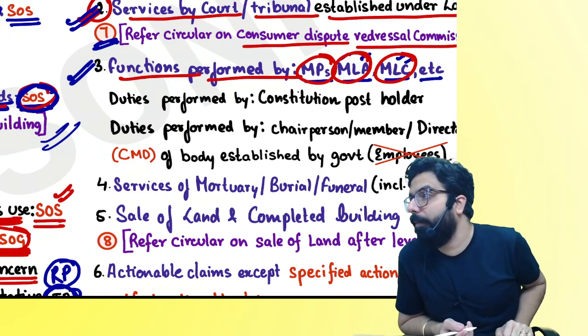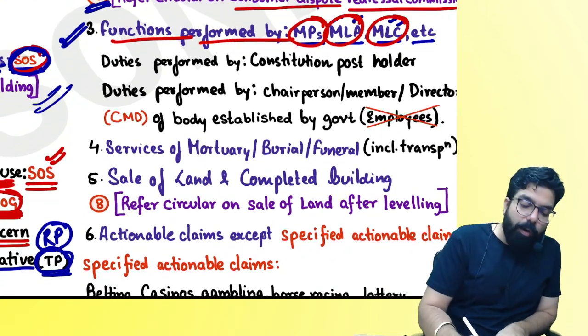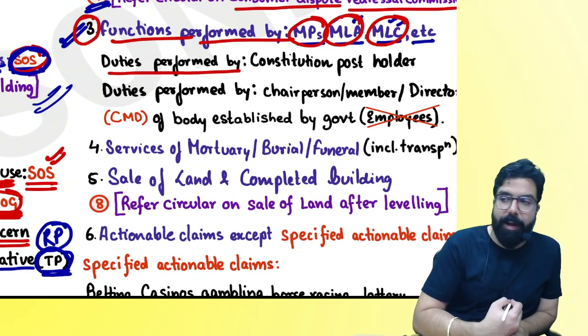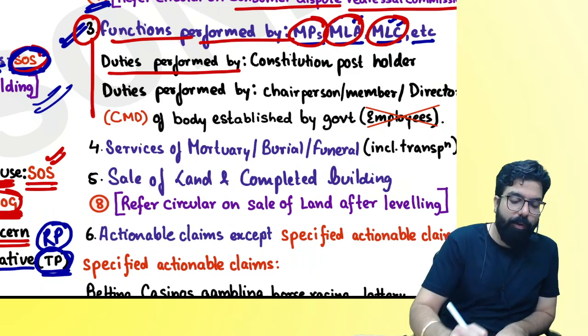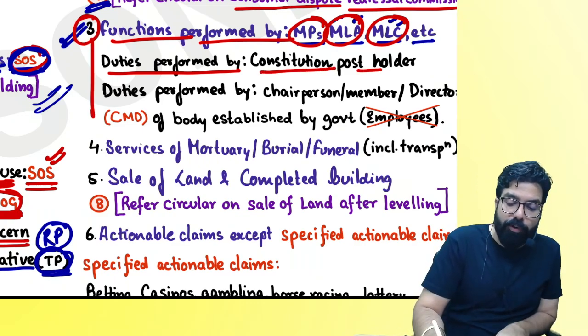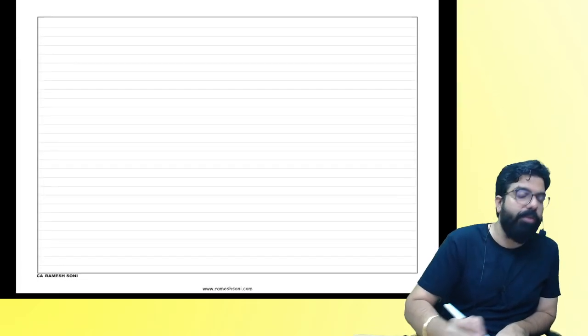Is my point clear? Next. Duties performed by... third one only we are reading. These are all government officials. Duties performed by a constitutional post holder. What do you mean by constitutional post holder?